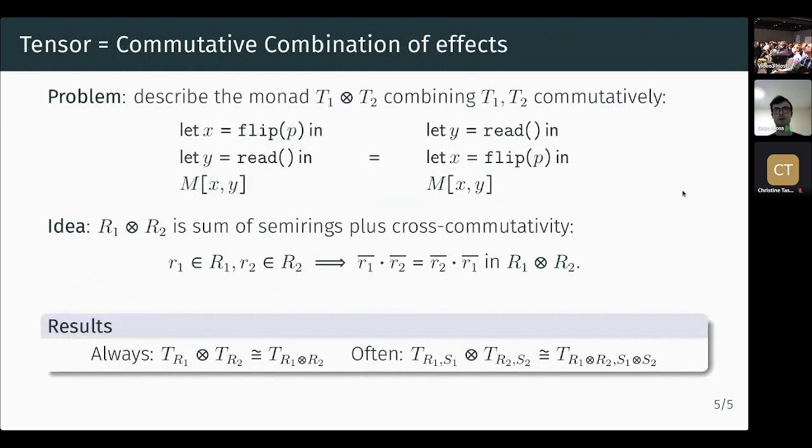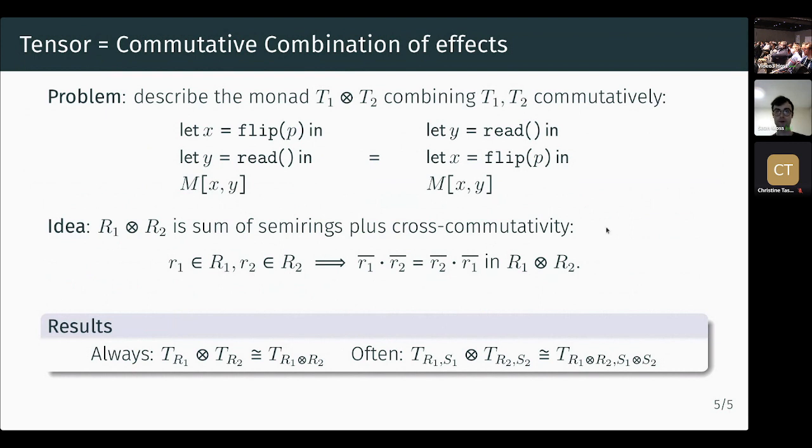Let's return to the problem I mentioned on the earlier slide. The tensor of two monads corresponds to having both classes of effectful operations, but where the operations from one class commute with all the operations in the other class. In terms of programming, that says you can reorder lines in a program like we have here, where flipping a coin commutes with, or can be reordered with, reading from the state.